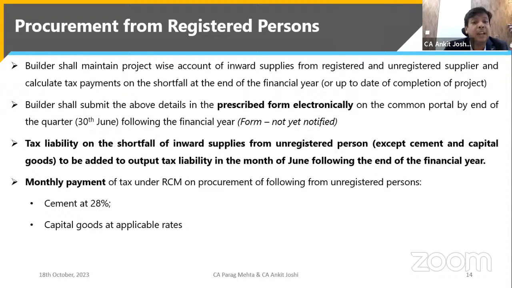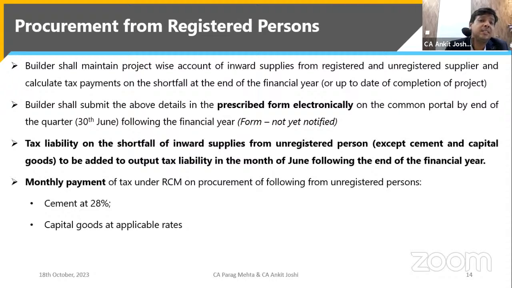In case there is any shortfall of 80%, then GST on the differential needs to be paid at the rate of 18%, and the time of supply of such shortfall will be the end of the quarter, like June, of the subsequent financial year. So let's say, for example, it was financial year 22-23. The last date by which the shortfall needs to be paid will be 30th June 23.